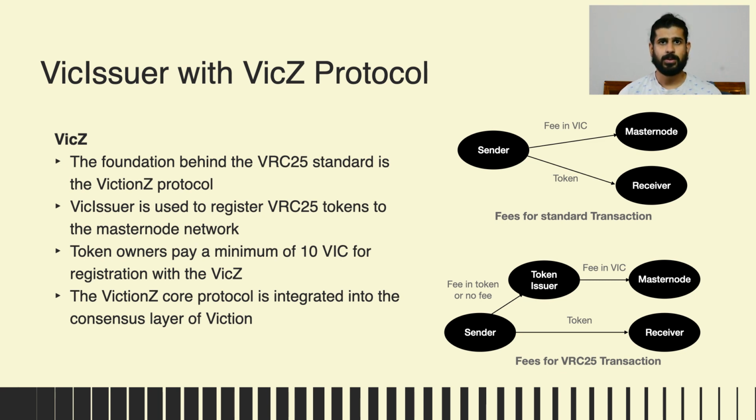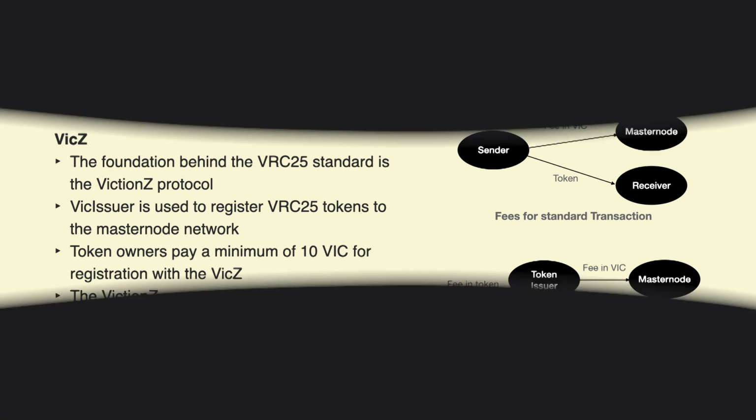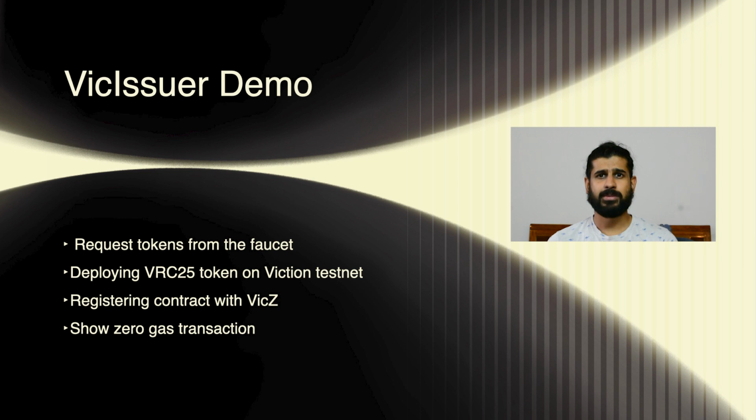Typically in code, you can do this by calling the apply function of the VRC25 issuer contract, and you have to send a minimum of 10 Vic to the contract. Through the UI of the VicIssuer DApp, you can easily register your token as well as top up the Vic fee fund for any token on the network. So let's move over to a live demonstration.